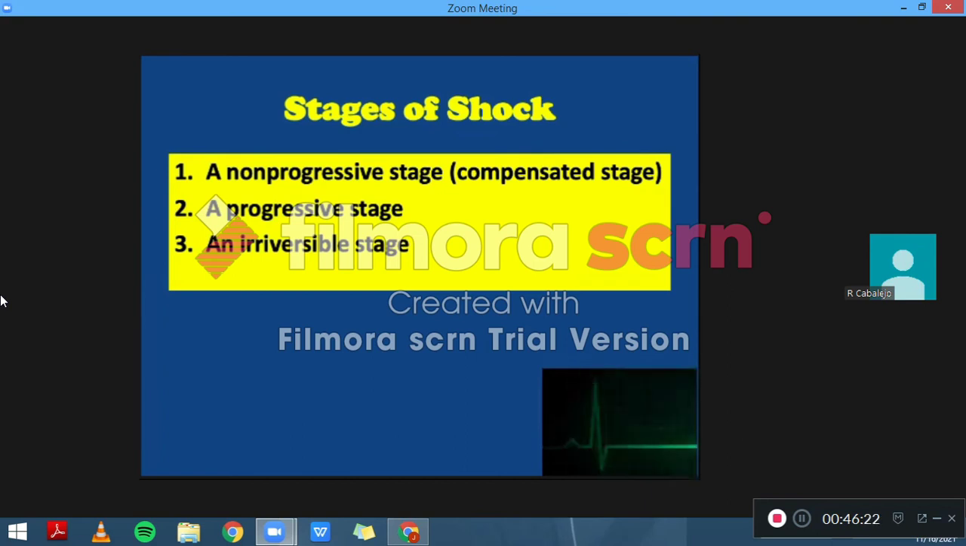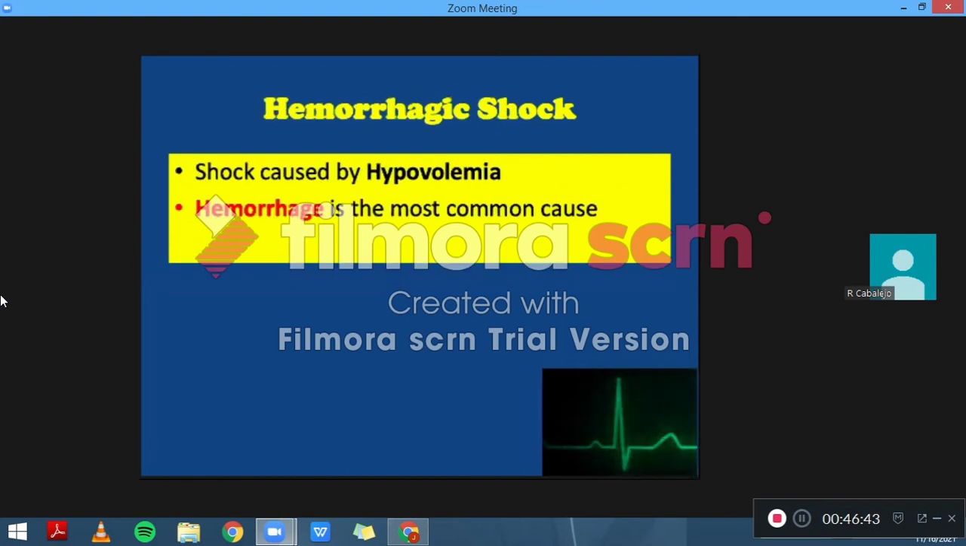The difference is, in the progressive stage, if you can catch this patient in that stage and you administer adequate therapy, you may be able to still save the patient. But if you catch this patient in the irreversible stage, no matter how much transfusion you give, these patients will eventually die. The vicious cycle has set in. Let's go first to hypovolemic shock, secondary to acute blood loss, or hemorrhagic shock. The mechanism is basically hypovolemia, the diminished blood volume.